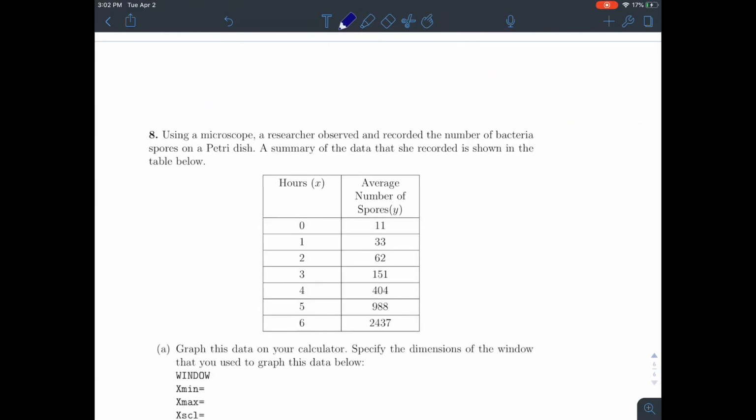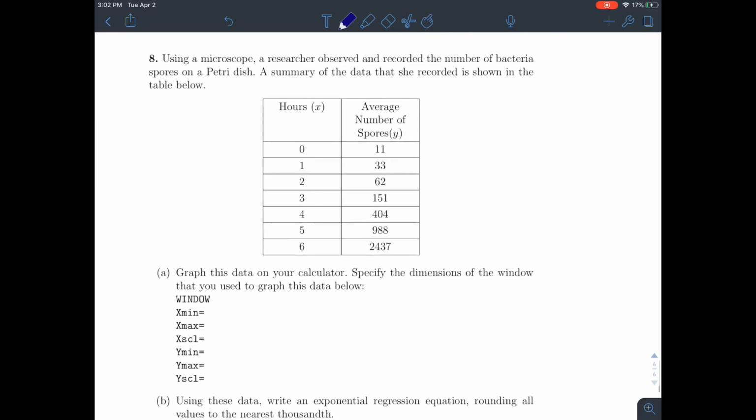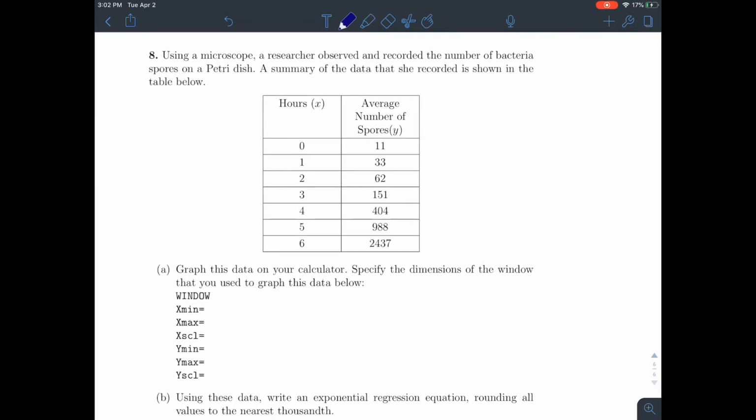For problem number 8, I will not be going over this problem in this video. I go over a very similar problem in the video where I teach about regressions. If you're struggling with this problem, I strongly recommend that you watch it, because a problem like this is going to be on your test.